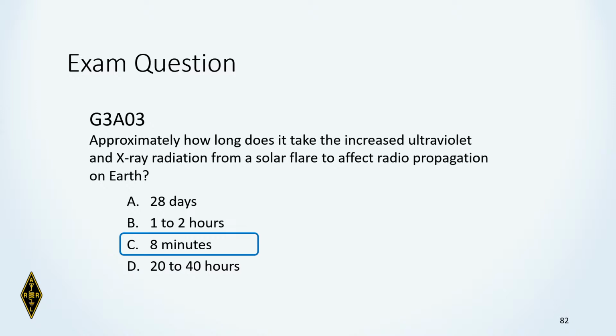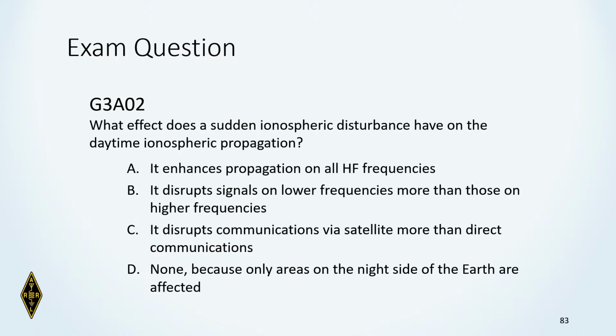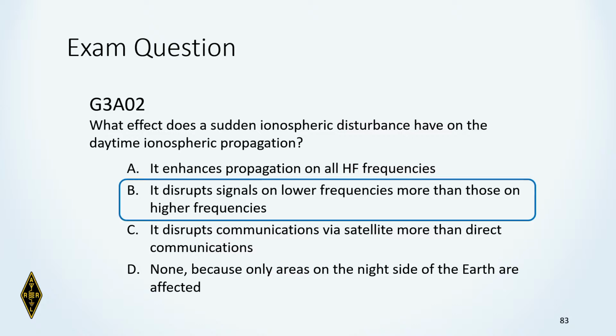I was pressing the shift key and couldn't figure out why nothing was happening. What effect does a sudden ionospheric disturbance have on the daytime ionospheric propagation? We know it's something. Delta. We know it's something bad, right? Because any of these disturbances are bad. That's why I wanted you to remember all of these things will give you an answer that's bad. And that's okay. That might have helped with that one.